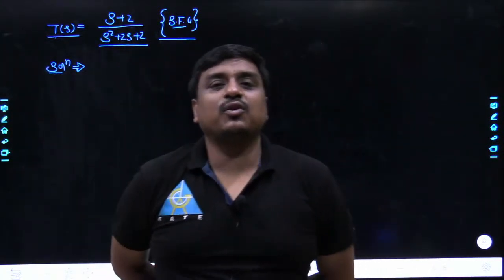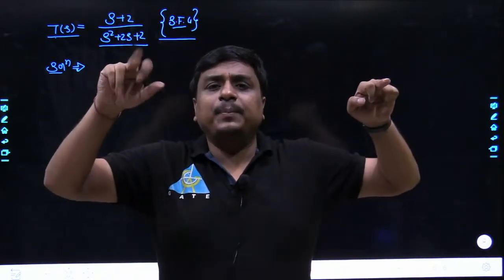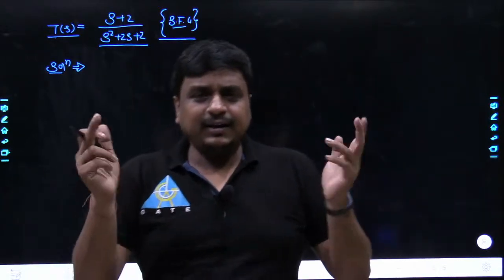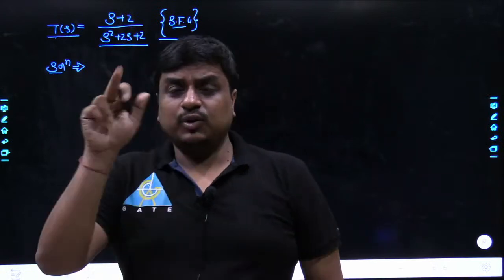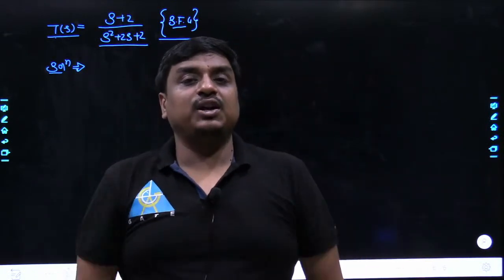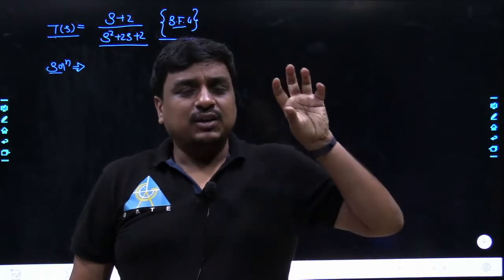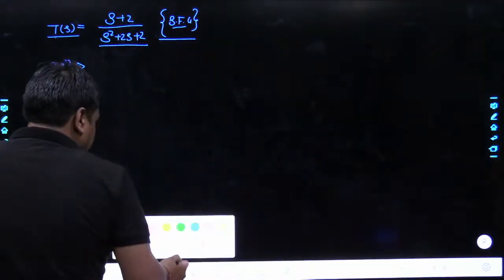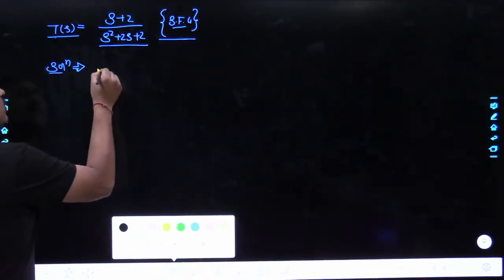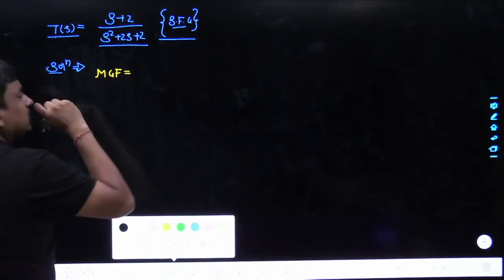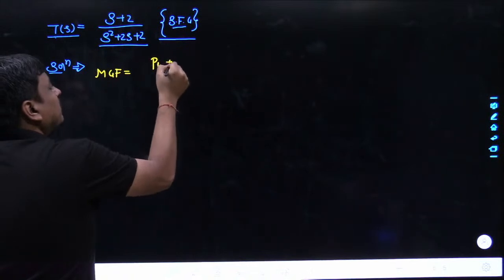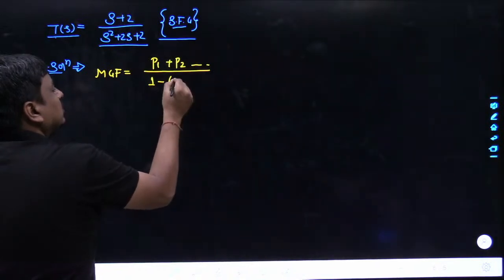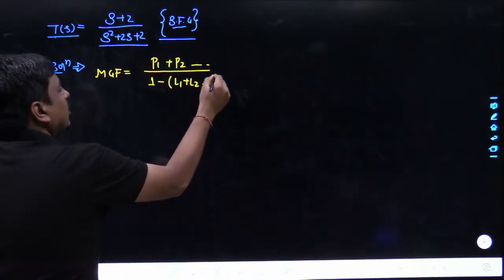May I know what the Mason's gain formula was? In the numerator we had P1 del 1 plus P2 del 2 plus P3 del 3, and so on. And in the denominator we had del. What was del? It was 1 minus the sum of the individual loops plus the sum of the two non-touching loops, and so on. What I have done deliberately is simplify the Mason's gain formula, MGF, as P1, P2, and so on, divided by 1 minus loop 1, loop 2, and so on.